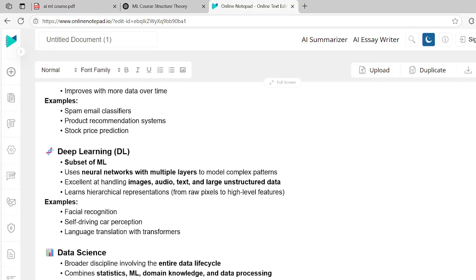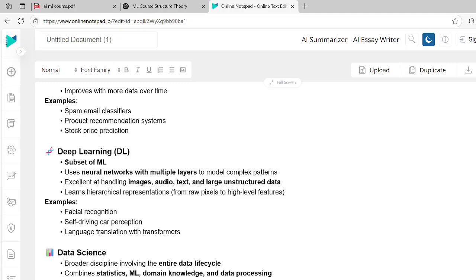Then we have DL, which is deep learning, and it is a subset of machine learning. It uses neural networks with multiple layers to model complex patterns, right? So basically what is DL? It's a connection of neural networks which have multiple layers, right? These layers allow them to solve complex patterns. It is excellent at handling images, audio, text, and large unstructured data, right? It can handle lots of varieties of data types.